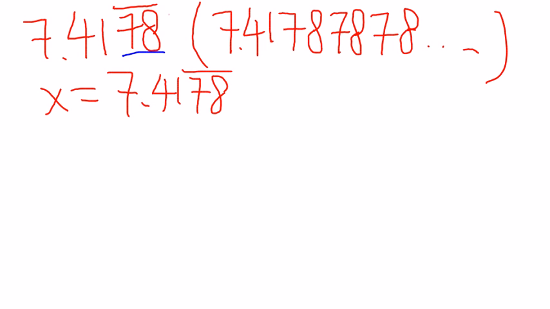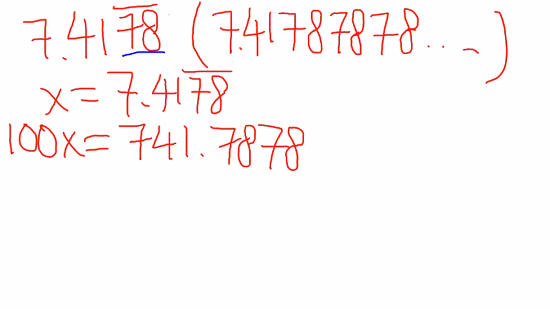And the point is that, just like the previous two examples, you need to cancel out the repeating pattern somehow by multiplying x by a certain number that is a multiple of 10, 100, etc. So please try your luck here. I believe we can try 100x because the repeating pattern has two numbers only. So now the right side becomes 741.787878 and so on.